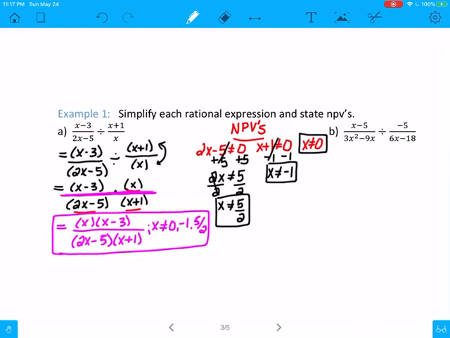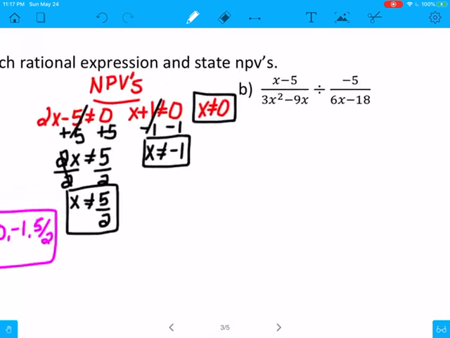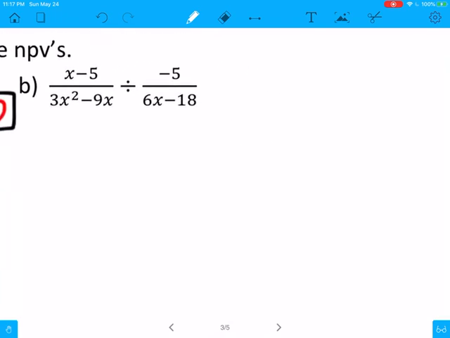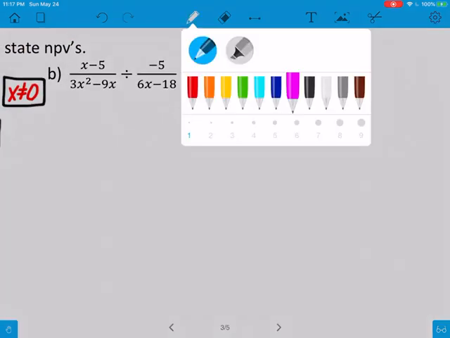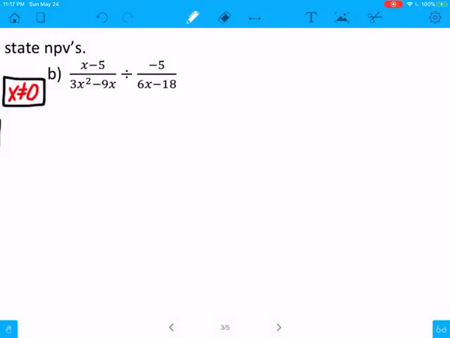All right. Then let's look at B. So the first step we do, once again, is just like we did for multiplication. We're going to go to each numerator and denominator and see if we can GCF or difference of squares them. So I have x minus 5, can't do anything to that. So I'm going to still have an x minus 5 in the numerator on the left. The denominator on the left, I can take a 3x out. And then I'm left with x minus 3.